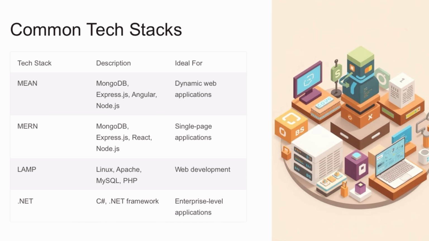Common tech stacks include MEAN stack, which is MongoDB, Express.js, Angular, and Node.js, ideal for building dynamic web applications. MERN stack, similar to MEAN, but uses React instead of Angular for the front end, popular for single-page applications. And LAMP stack, Linux, Apache, MySQL, and PHP, widely used for web development due to its simplicity and flexibility. Next, the .NET stack uses C# and the .NET framework, often chosen for enterprise-level applications on Windows platforms.